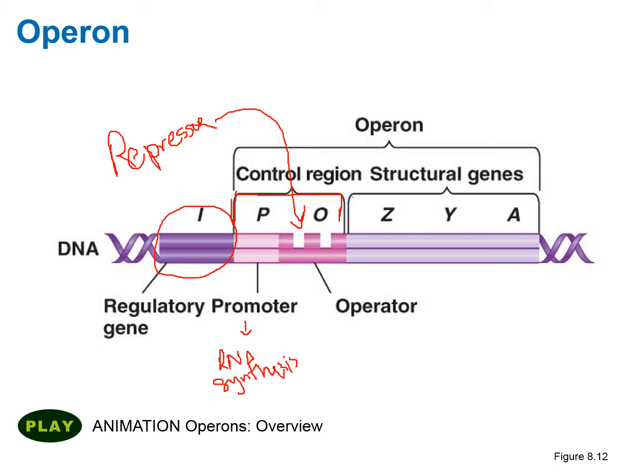Downstream of the control region, you have what are called the structural genes, and these genes can be different. The structural genes are the genes that are responsible for the operon's function.